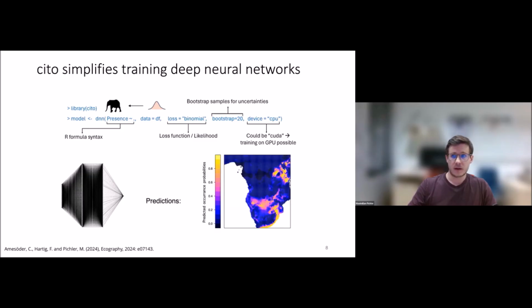In the output layer, you have one or two nodes depending on your response. For the presence absence and the binomial, we have basically a logit link at the end, so we only need one node. If we would do, for example, a species classification where we want to classify data into 10 species, we would have 10 output nodes. And after training the model, or fitting the model, we can make predictions.